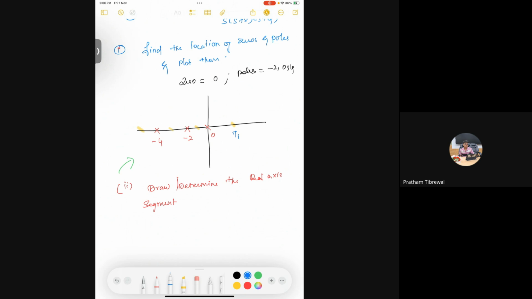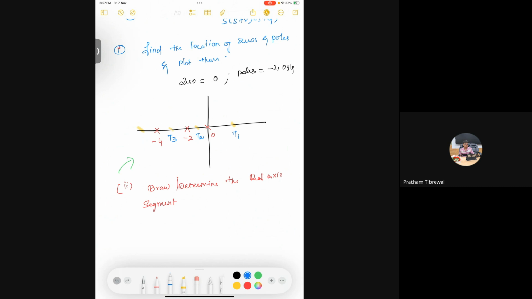T1 won't come because there are no other zeros or poles lying to the right of that. T2, T3. T2 will come because there is one odd zero here. T3 won't come because there are two poles to the right of T3, and T4 will come because three poles are there to the right of T4.